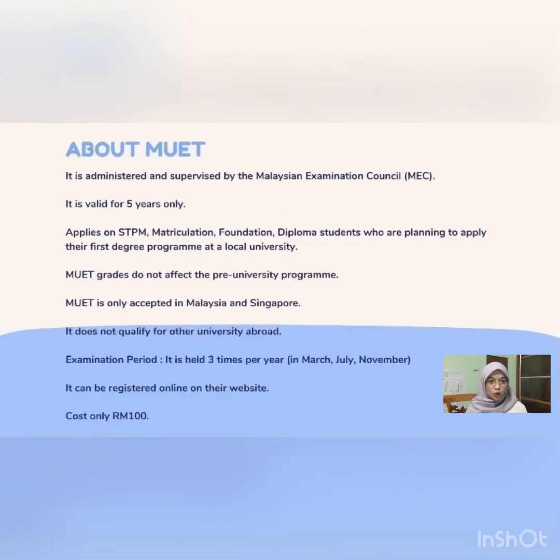About MUET. MUET is supervised by the Malaysian Examination Council, known as MEC. The examination slip is valid for 5 years. This MUET applies to STPM, matriculation, foundation, and diploma students who are planning to apply for their first degree program at a local university in Malaysia. MUET grades do not affect the pre-university programs for the students.